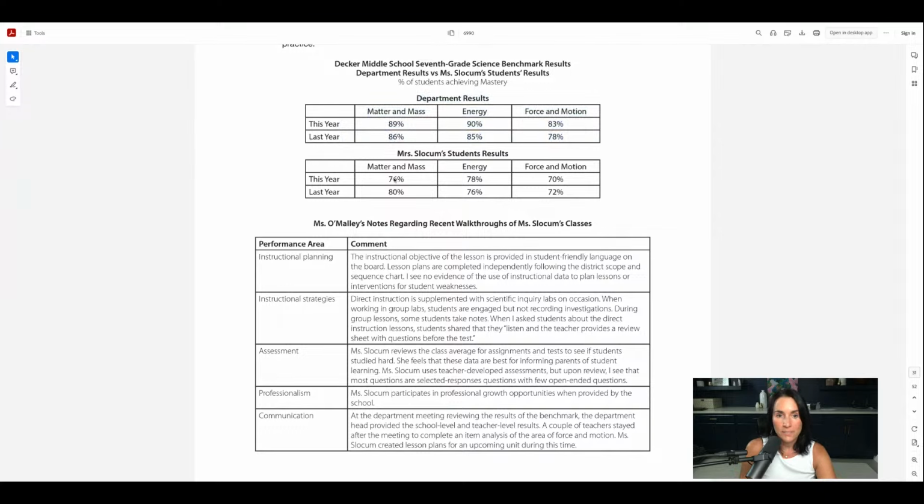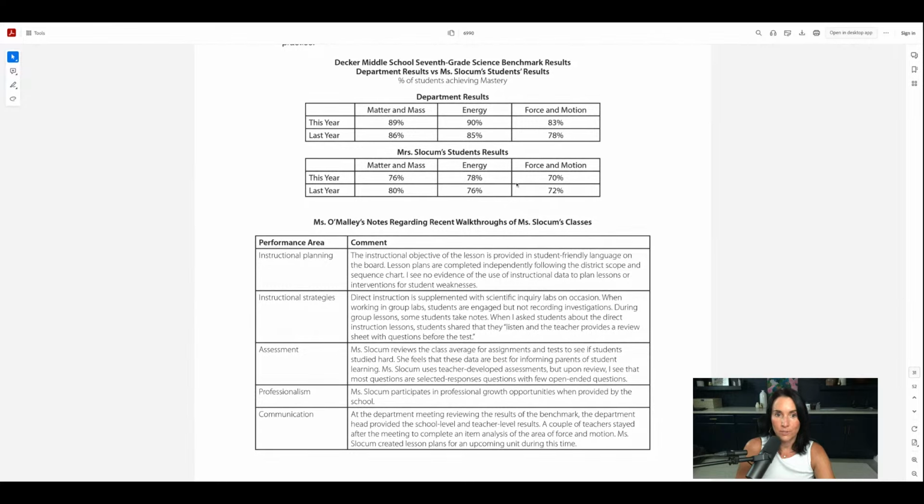However, her results aren't great compared to the department's. Now, this is pretty good data. I would say she's not doing that bad. I mean, if you look at science results for like statewide and things like that, Ms. Slocum is not doing so bad. But against her department, she is lower. And so we want to make sure that we're pulling her up. Okay. So we do have a problem here.